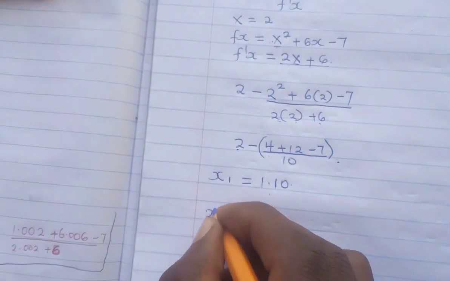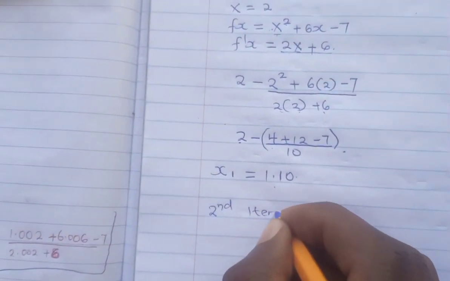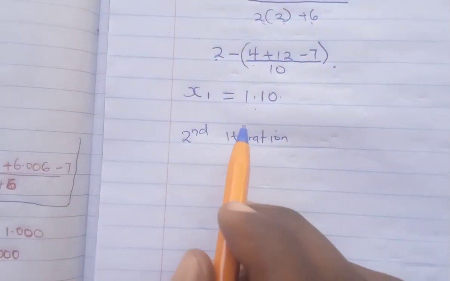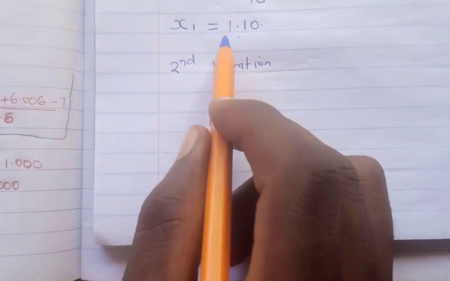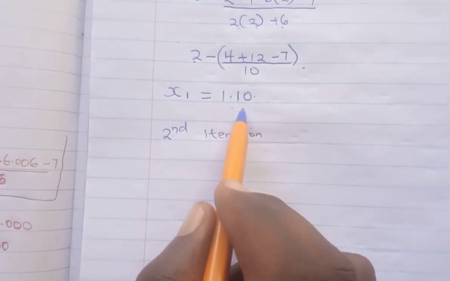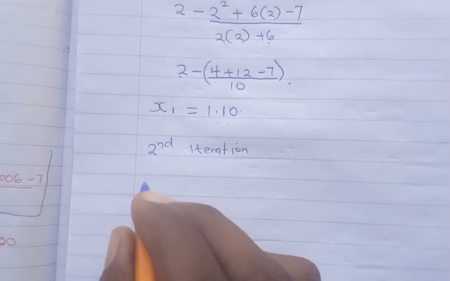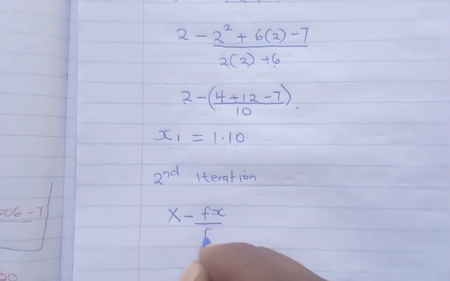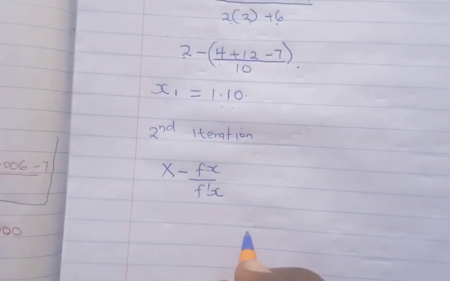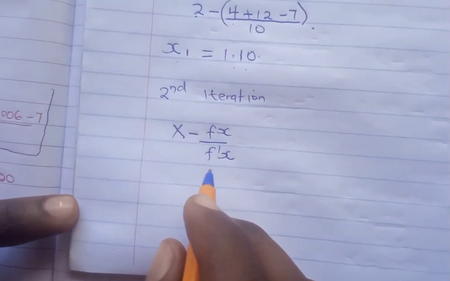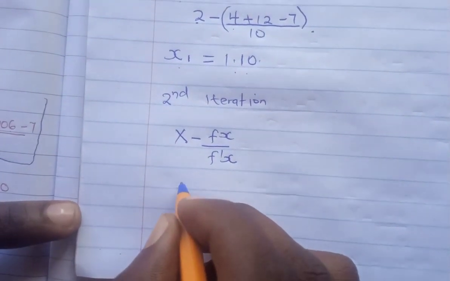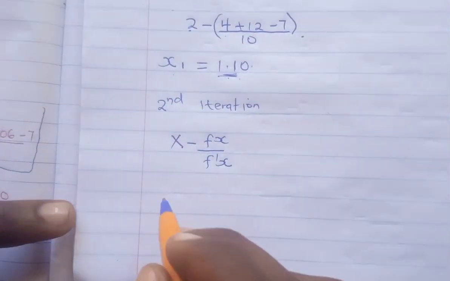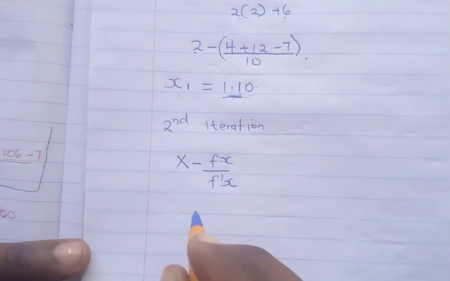So we move to the second iteration. The formula is just the same. We'll move on until we get an x value which cannot change anymore. That one is going to be our root. So the formula is just the same: x minus the function of x over the first derivative of x. Now we are going to use the x which we have obtained from the previous calculation. So you're going to use 1.10.